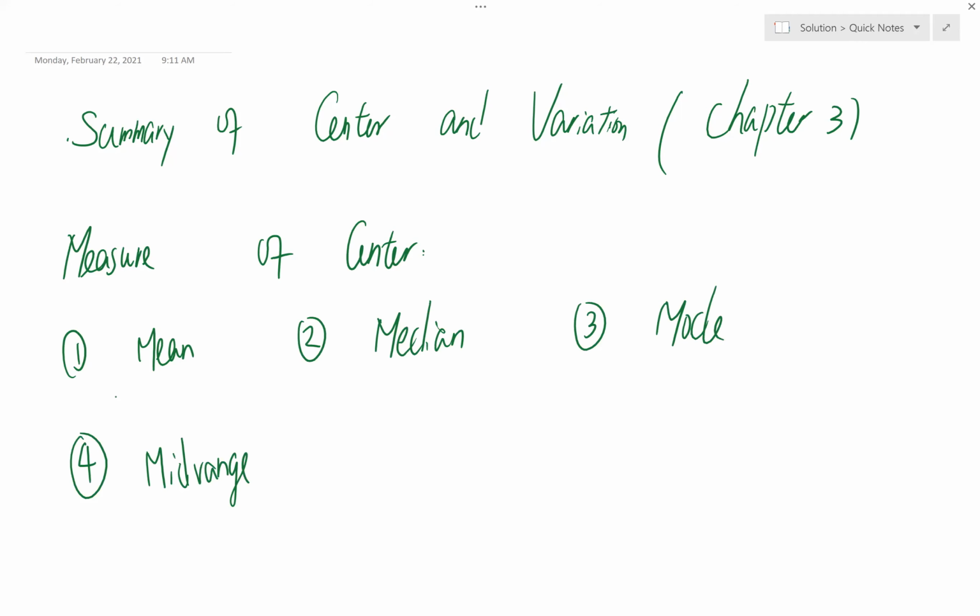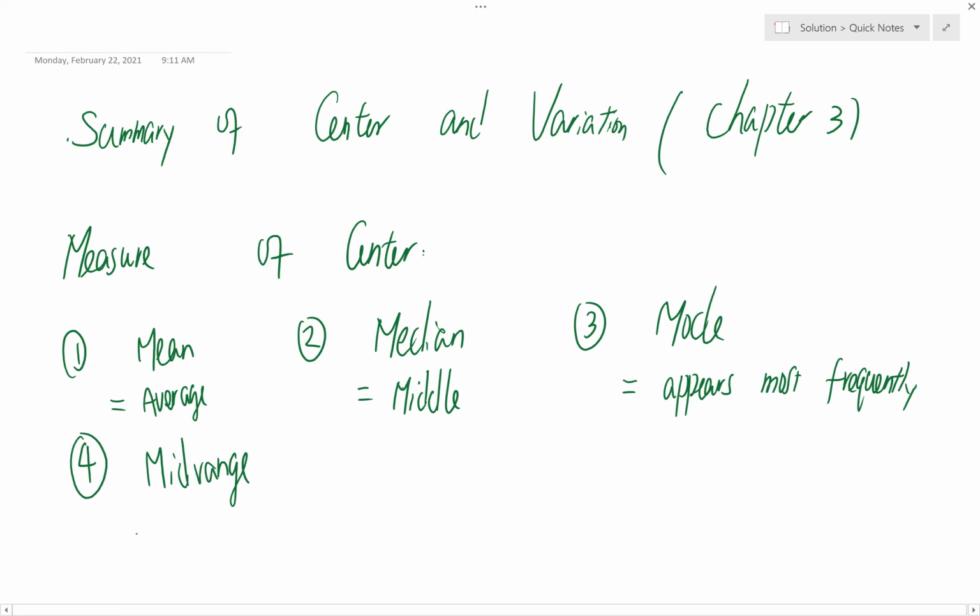So the mean is the average of all the data values. The median is the middle when you sort the data set and put it in increasing order. The middle one is the median. Mode is the number that appears most frequently. And then the mid-range is the maximum value plus the minimum value, divided by 2.